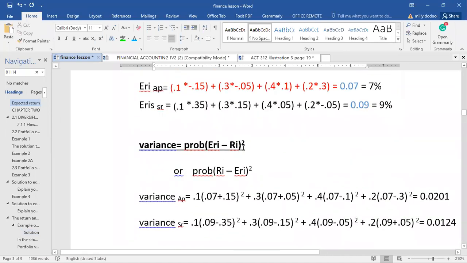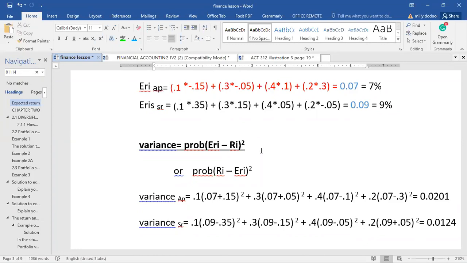To find the variance is equal to the probability of the investment multiplied by the expected return of the investment you are looking at minus the required return of the investment you are looking at, all squared. So the probability of the investment multiplied by the expected return of the investment minus the required return of the investment.